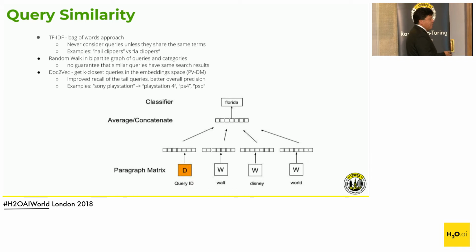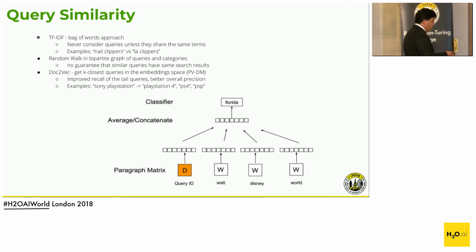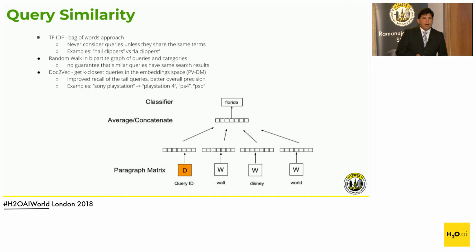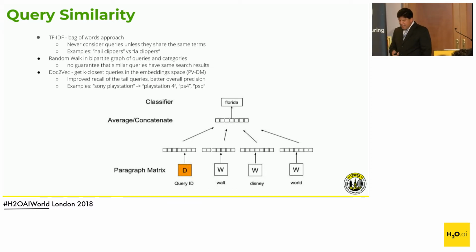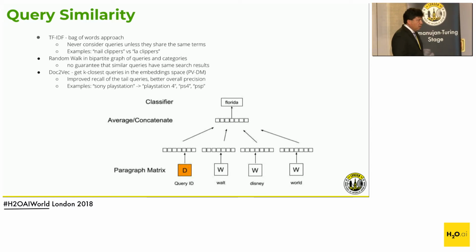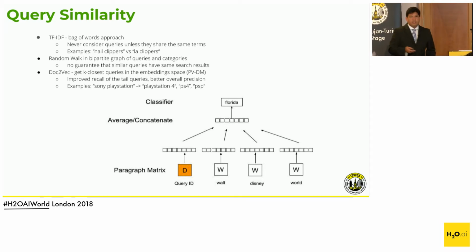Another use of embeddings, and again this is use of deep learning, is this concept of query similarity. As you might know, words have multiple meanings. If I type in LA clipper versus nail clipper, obviously the word clipper is different. And the idea is, can I use a more sophisticated model to represent the association between queries and documents?